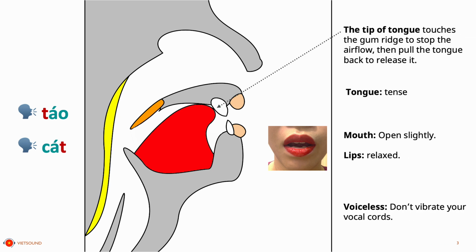First, the tip of your tongue touches the gum ridge to stop the airflow, then pull the tongue back to release it. Tense your tongue, open your mouth slightly, keep your lips relaxed. The last thing you have to remember about the "th" sound is that it is a voiceless consonant, so you don't have to vibrate the vocal cords, like th, th, th, táo, cát.